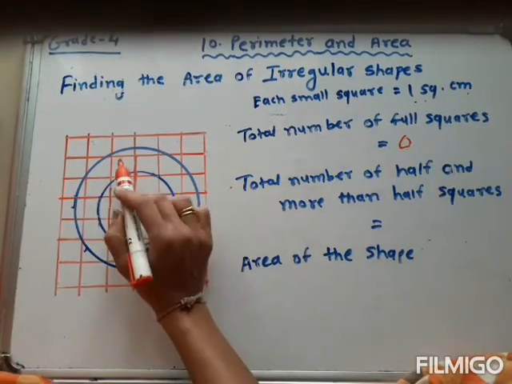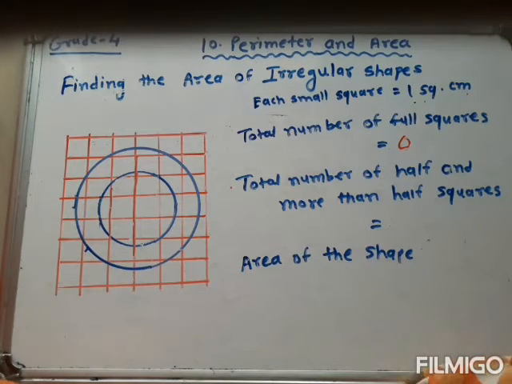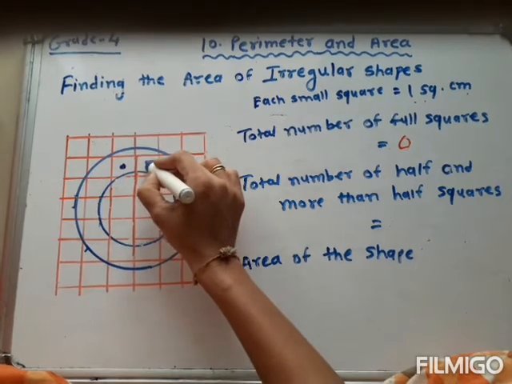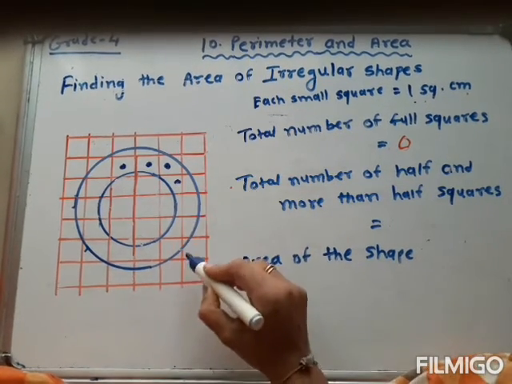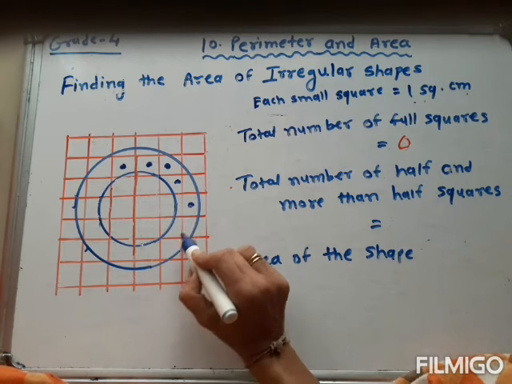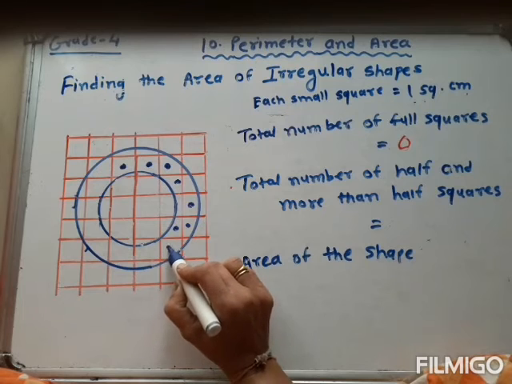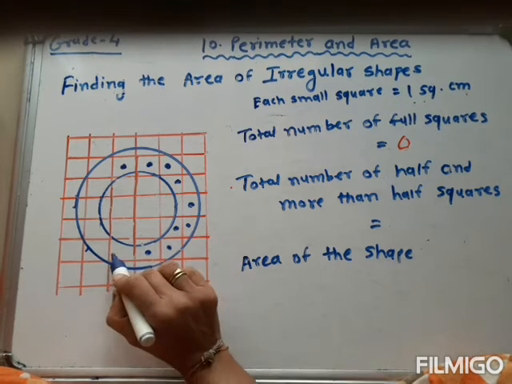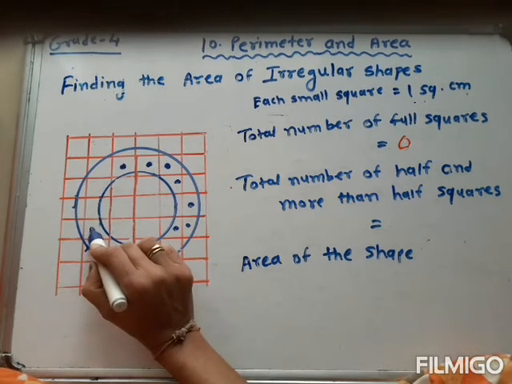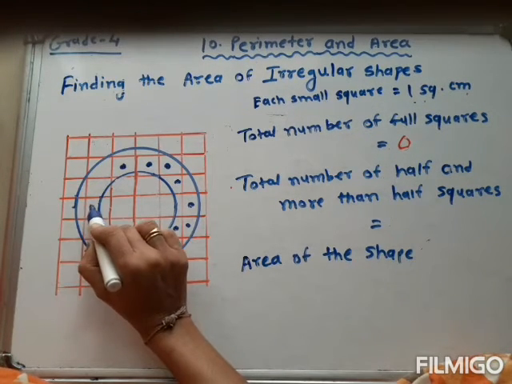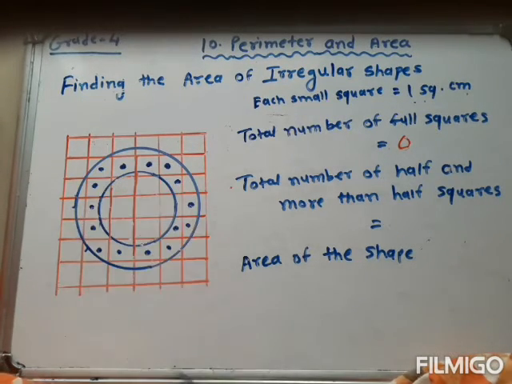Then half and more than half. So we count here half and more than half. See here, this is more than half, this is again more than half, again more than half. Half filled square, again this is a half filled square, again more than half. More than half, this is also more than half. This is a half filled square. Again this is more than half, and this also more than half.